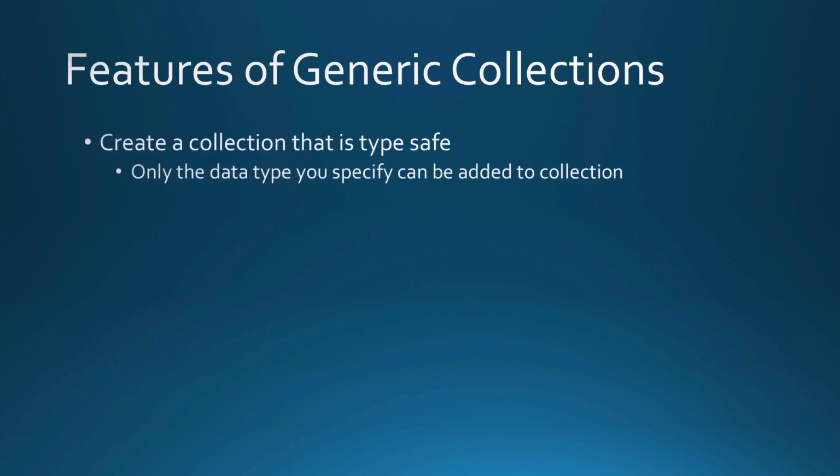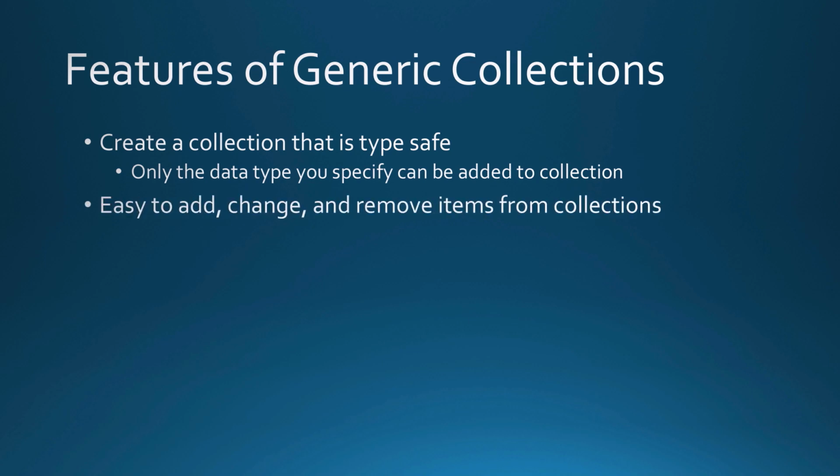There are some great features of generic collections. The main one being that you're creating a collection that is type safe, so only the data type you specify can be added to that collection. They also have a set of methods that allow you to add, change, and remove items from collections really easily. And also searching is incredibly easy using some great Lambda expressions.